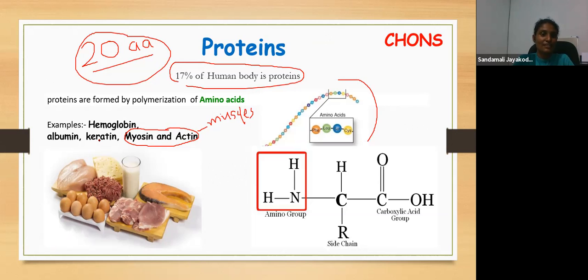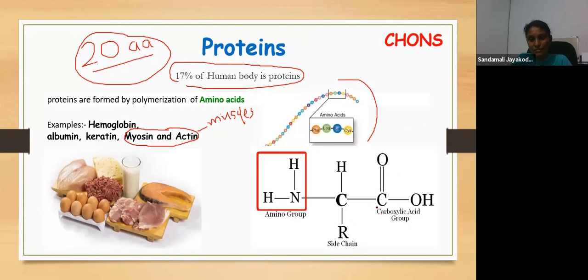And keratin is found in our hair and also in our nails. And hemoglobin is the protein in our red blood cells that transports oxygen. And albumin is found in egg white. So these are the proteins found in living matter, like any plant, any animal, or any microorganism, in different places.